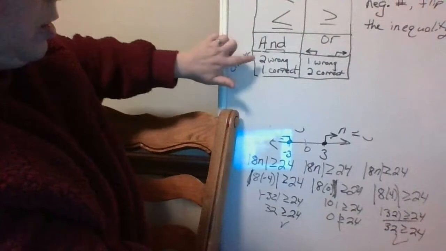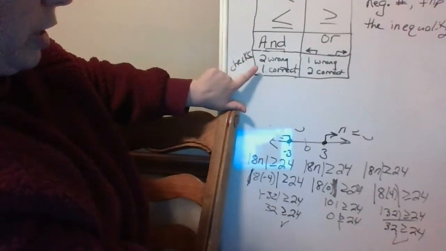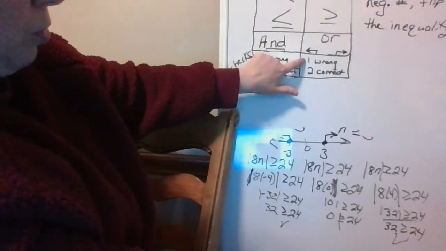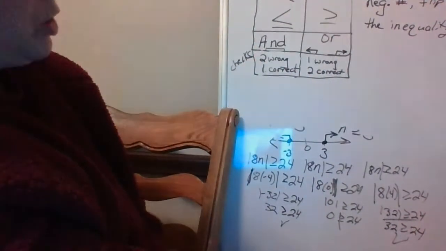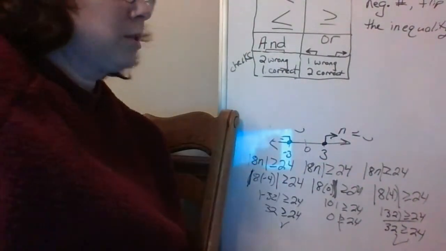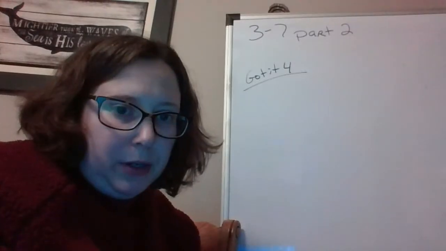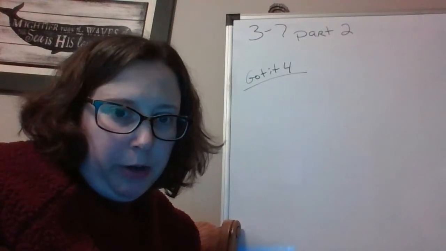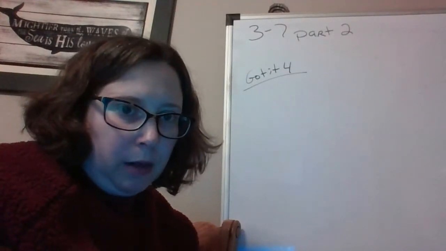So with the and, 2 wrong checks, 1 correct check. With the ors, 1 wrong check and 2 correct checks. You're going to have 3 checks for each of these. I want you to pause your video, try Got It 4, and then come back for that explanation.